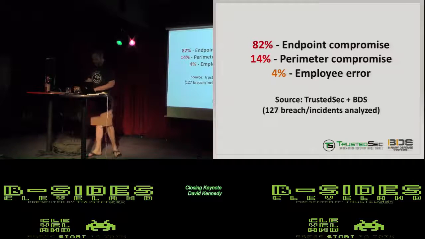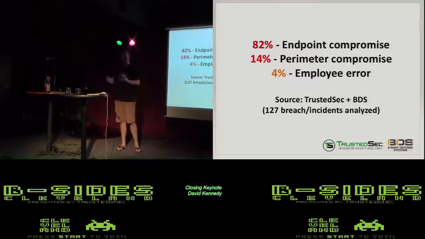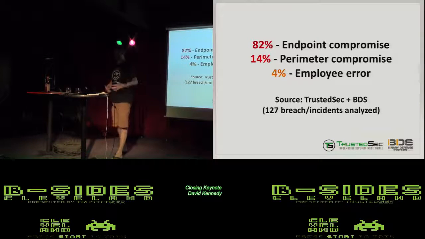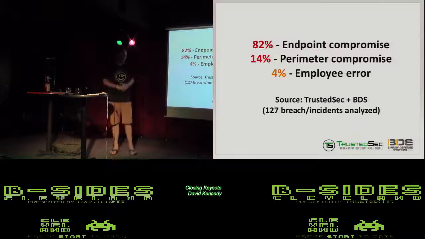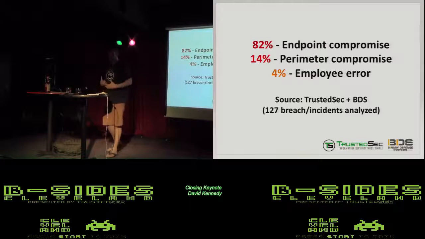So if you look at some of the statistics, and this is just based off of our analysis between BDS and TrustedSec, 82% of the compromises that we saw were due to end user compromises. And that's no crazy statistic to us. Most of that seems to be pretty accurate for what we see consistently across the industry. And usually it has to do with people clicking on stuff or opening up attachments.